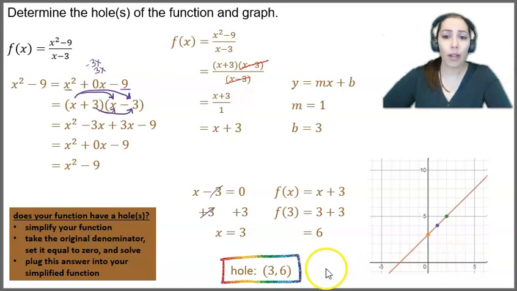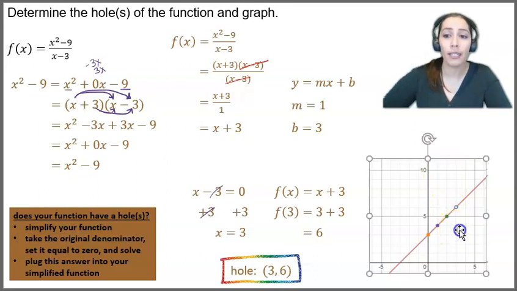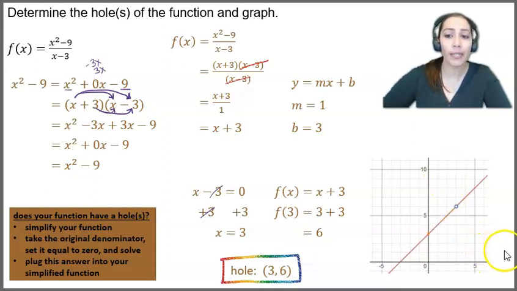Now I have a hole at (3, 6). So at (3, 6), notice there's an open circle right there. That hole is not actually part of your function; there's nothing that goes through that point. So that's why it's called a hole. Then we can just get rid of those original points, and this is how I would graph my function.